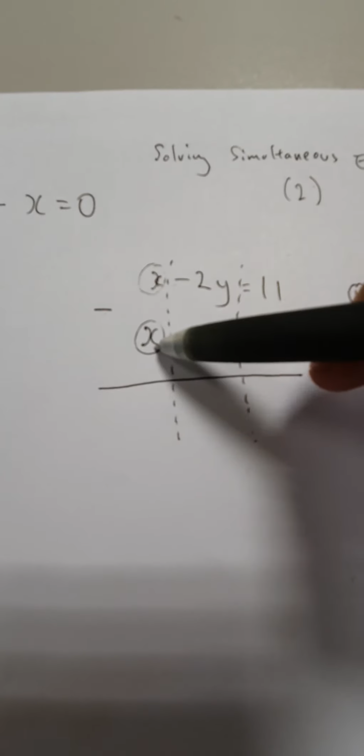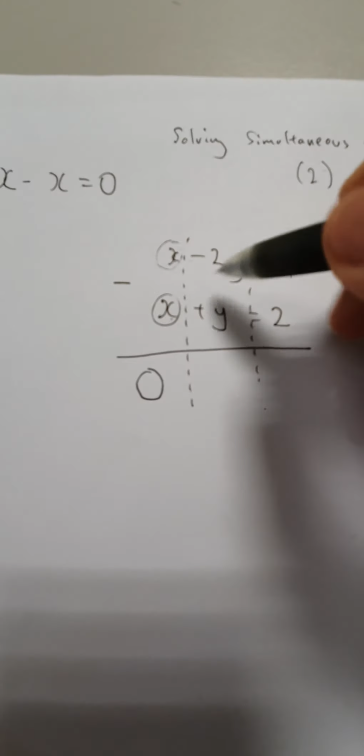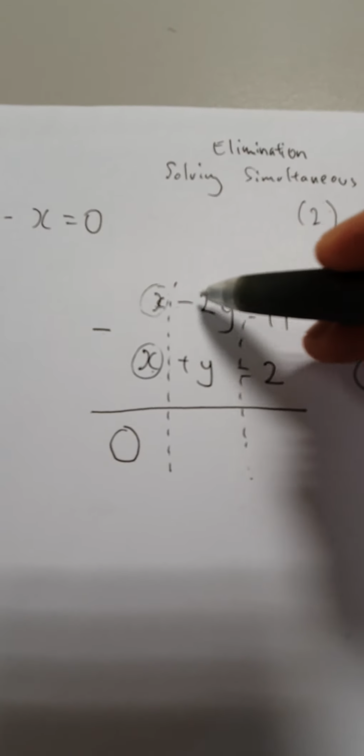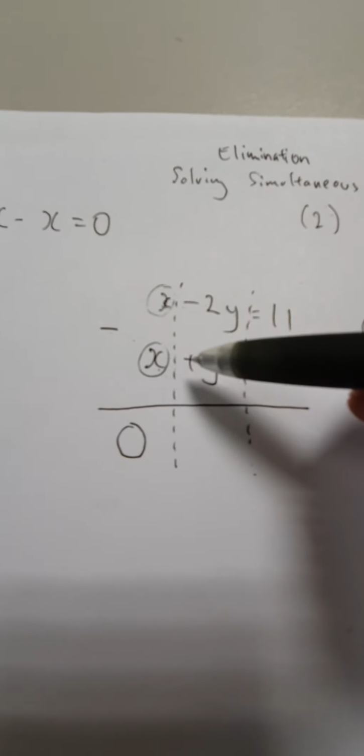Okay, so first one, x minus x. So we're going to minus it off right now because it gives me 0. Guess what? I have successfully eliminated. So this method, elimination. Okay, I successfully eliminated, get rid of x. It becomes 0 already.